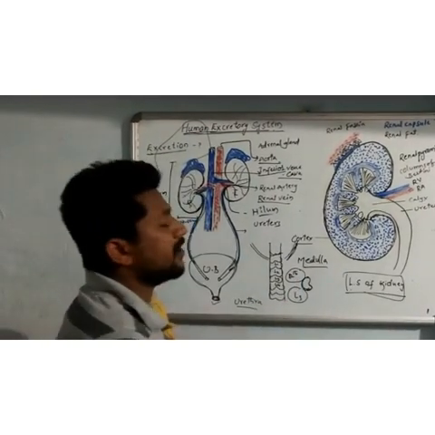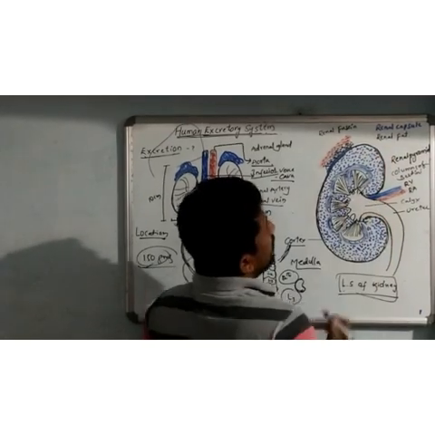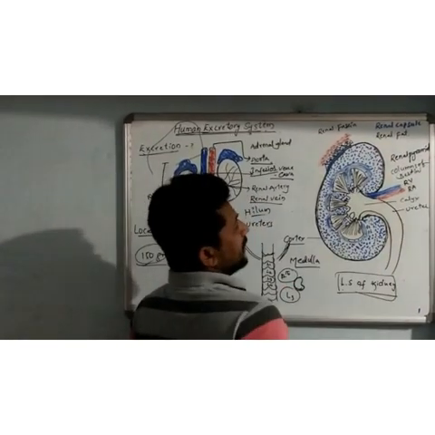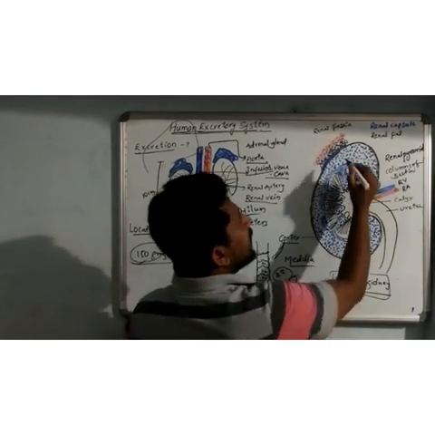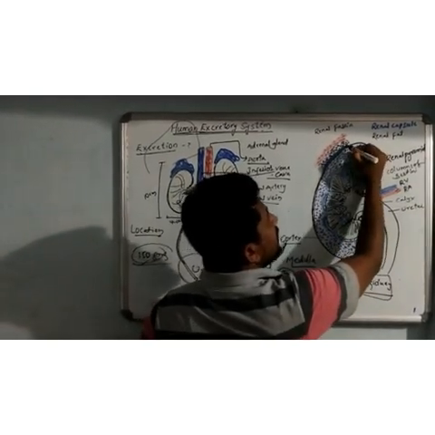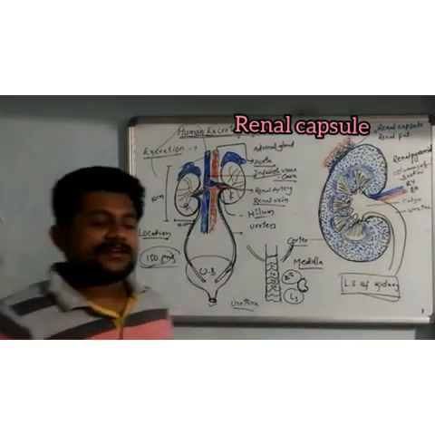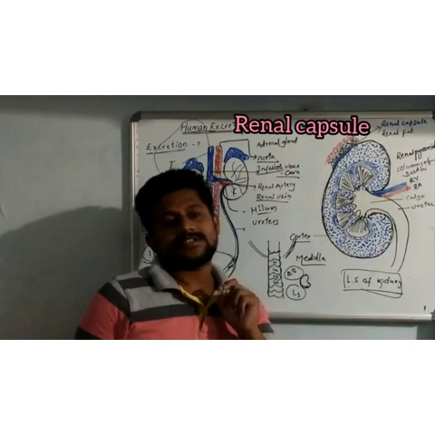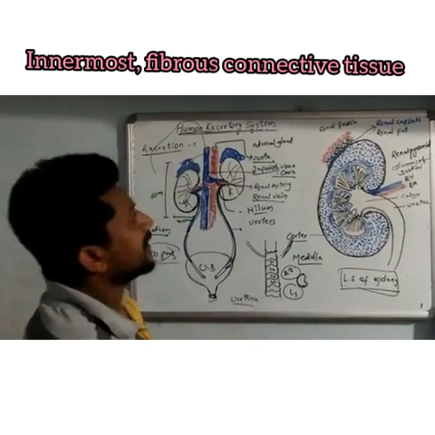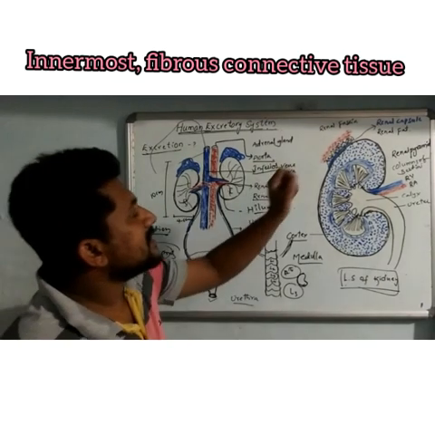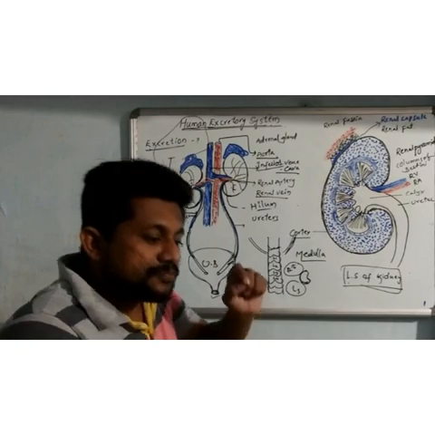The first, or the innermost layer, which is present on each kidney and covers it, see here, the blue color. This layer is known as the renal capsule. It is a tough fibrous connective tissue.